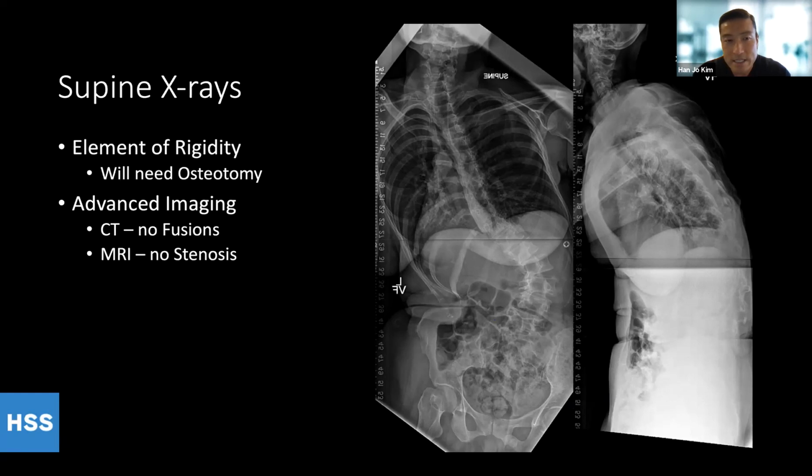I did get a CT scan on this to confirm that there were no autofusions. And sometimes in adult spinal deformity, it's very common to see the lumbar apex being autofused for 2 or 3 segments above and below the apex. And then I also got an MRI, which did not demonstrate significant stenosis distally.